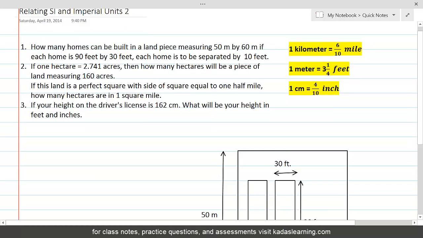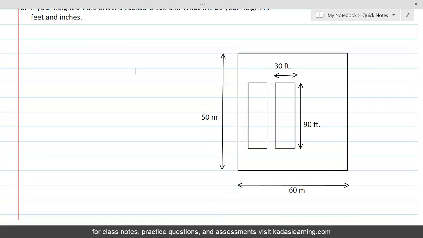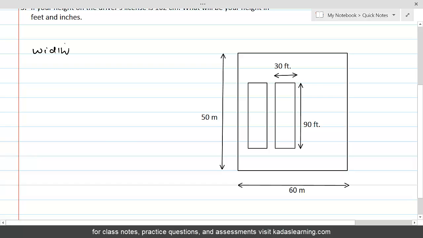If you take a look on this figure, the area of plot is given in meters. So we will need to convert this width of the plot in meters, because lengthwise there is only one home that will be built along the length. So there is nothing to worry about lengthwise. We only need to make adjustments widthwise. So width of the plot is given, this is equal to 60 meters.